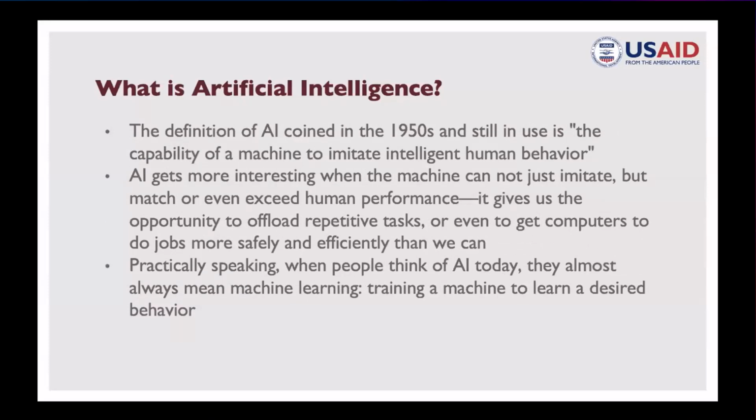Now, the definition was actually coined in 1950 and is the capability of a machine to imitate intelligent human behavior, as we mentioned earlier. It gets more interesting when a machine can not just imitate, but even exceed human performance. And I believe this might also be the reason why the godfather of AI resigned, and also some of the prominent people in the world of AI.